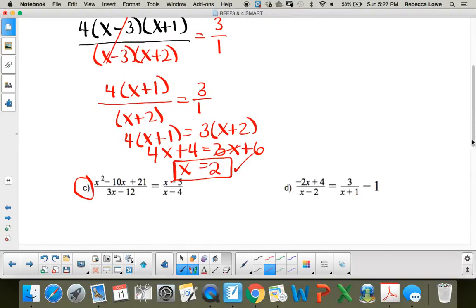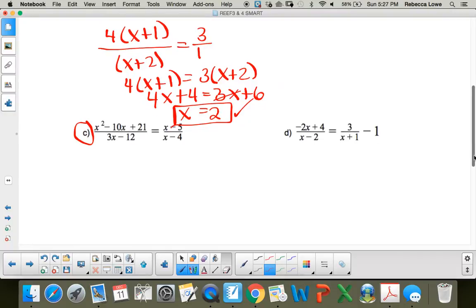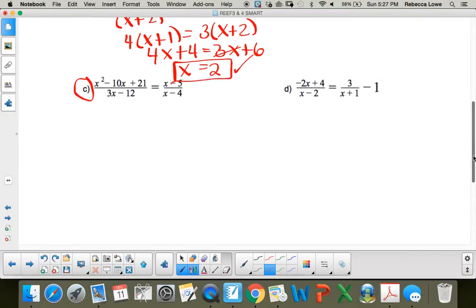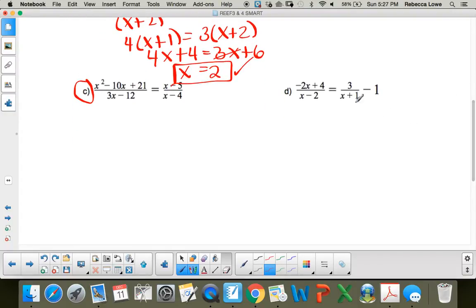All right, moving on to D. D, again, I don't have a proportion. I'm going to try to factor. If I have a leading coefficient that is negative, it might be helpful if I factor out a negative. So these have a GCF of 2, but if I pull out a negative 2, I get x minus 2, which is extremely helpful because the denominator is x minus 2. And the right-hand side is 3 times x plus 1. Notice I'm putting my expressions in parentheses.